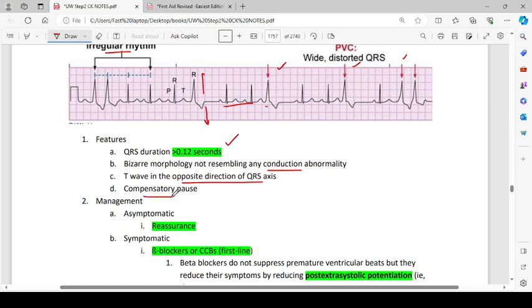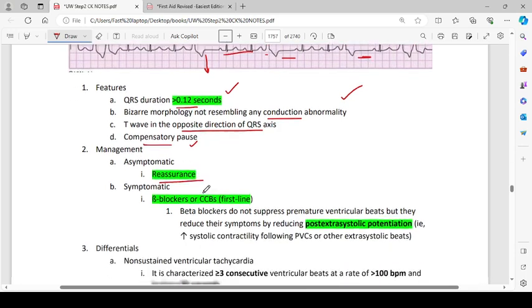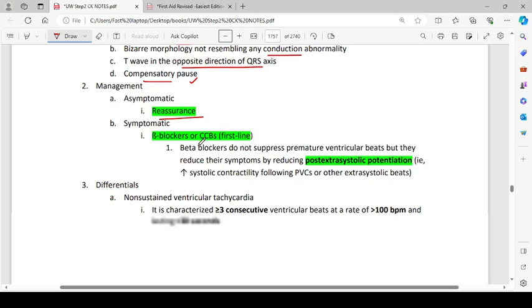And there will be a compensatory pause as well. You can see that there is a compensatory pause here, a compensatory pause here, another here. So these are the features: a long QRS more than 0.12 seconds, bizarre morphology not resembling any conduction abnormality, T wave in the opposite direction of the QRS axis, and a compensatory pause. Management: if it is asymptomatic, you can do reassurance. If the person is symptomatic, then beta blockers or calcium channel blockers are the first line.